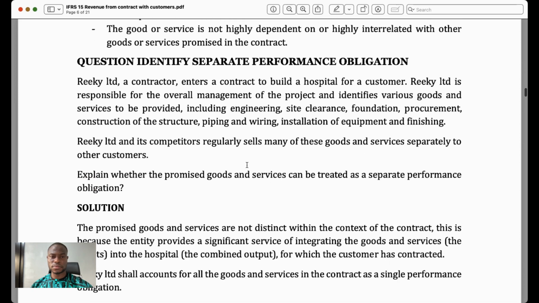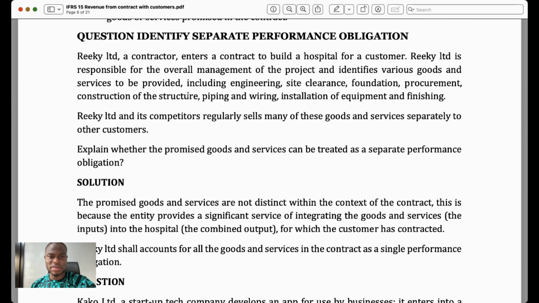Now let's look at this question. It says that Wiki Limited, a contractor, enters a contract to build a hospital for a customer. Wiki Limited is responsible for the overall management of the project and identifies various goods and services to be provided, including engineering, site clearance, foundation, procurement, construction of the structure, piping and wiring, installation of the equipment and finishing. Wiki Limited and its competitors regularly sell many of these goods and services separately to other customers. Explain whether the promised goods and services can be treated as a separate performance obligation.